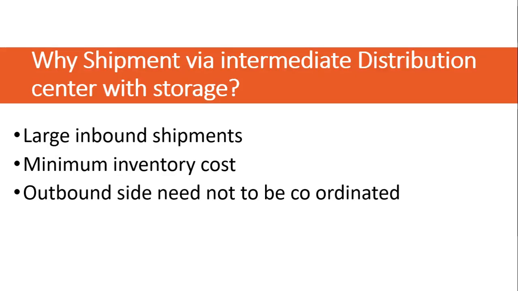The reasons behind shipment via an intermediate distribution center with storage are large inbound shipments, where the inbound shipments are very large in size. They are in bulk amounts to minimize inventory cost, and the outbound side does not need coordination, meaning the outbound side has an uncertain demand that cannot be met with coordination.